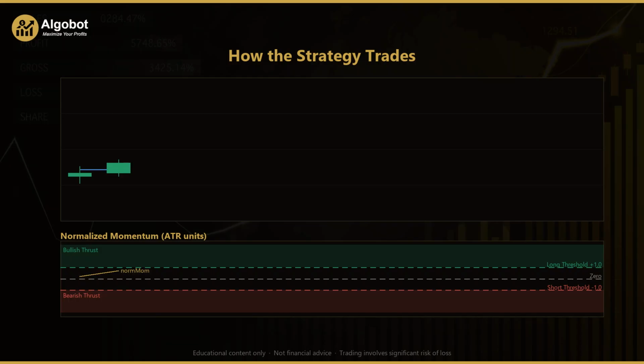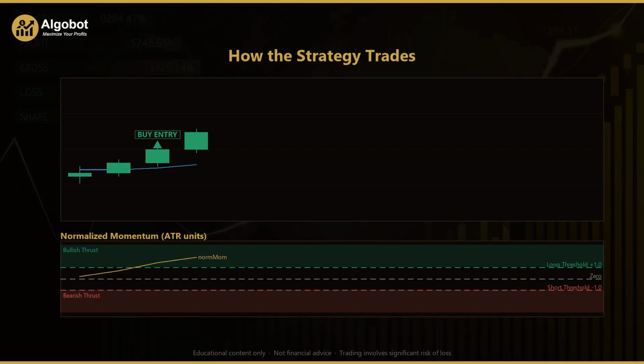Now let's bring it all together on a chart and watch the strategy read the market candle by candle. On the price panel, we've drawn the trend EMA as the blue line. Below price is the subpanel that really matters for this strategy, normalized momentum measured in ATR units. Notice the two dashed levels there. The positive long threshold sits at plus 1.0 and the negative short threshold sits at minus 1.0. These are the lines that momentum must cross before the strategy considers a signal.